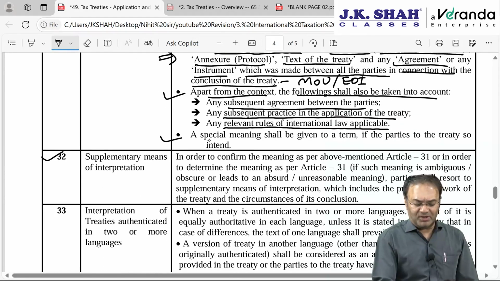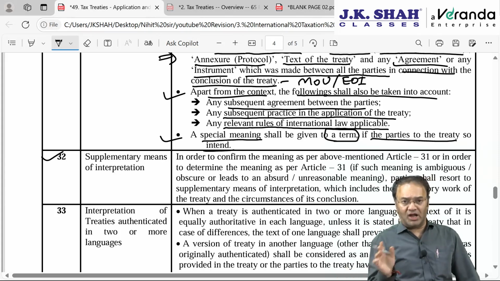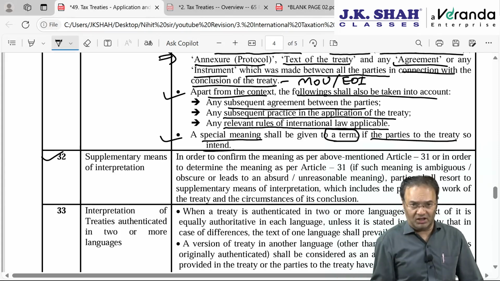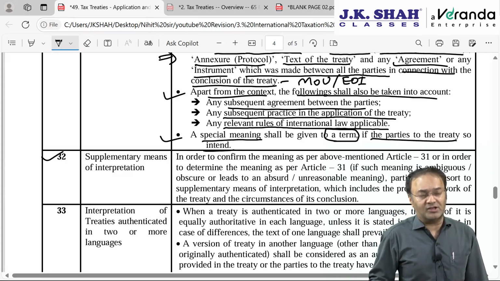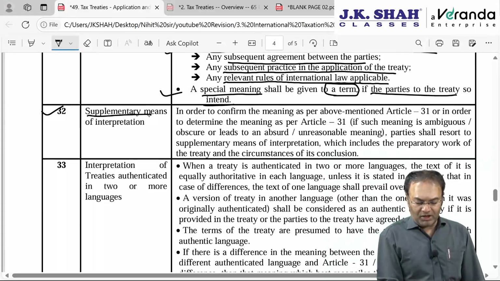And it says if special meaning is to be given to a particular term, then parties, if parties so intend, will have to clarify it in the treaty or somewhere in the protocol that this particular word shall have this meaning. Ideally this does not happen because each and every word is defined in the treaty at the end. Supplementary means of interpretation.